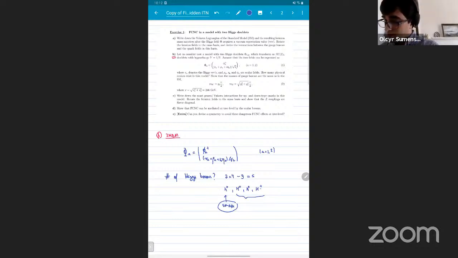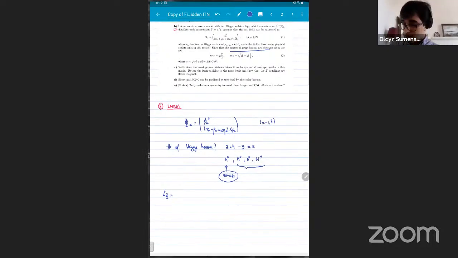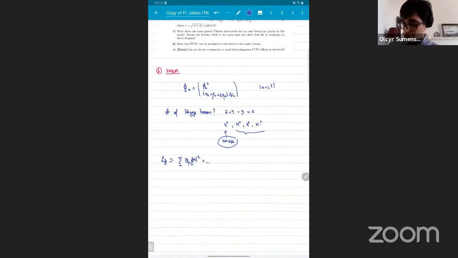And then the question asks to show that the mass of the Gauge bosons are the same as in the standard model. Okay, so let's show that. Yes, and the masses of the Gauge bosons come from the Higgs Lagrangian. So let's write just the part that has the Gauge bosons, namely the covariant derivative D_mu phi squared. Well, the scalar potential and so on, I'm not writing because it does not matter for what we're going to do.